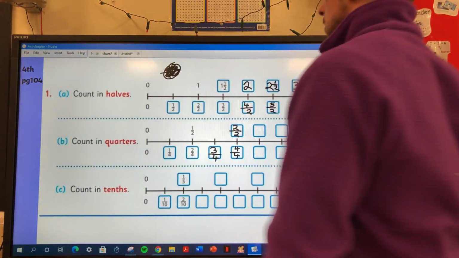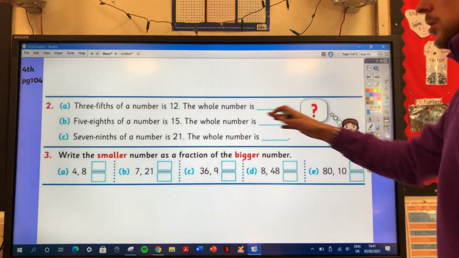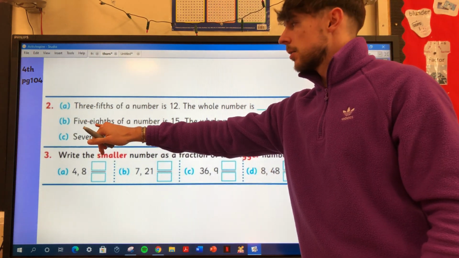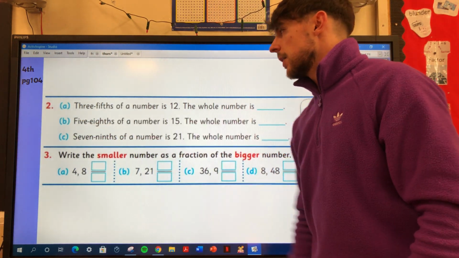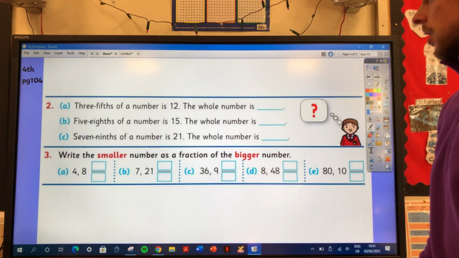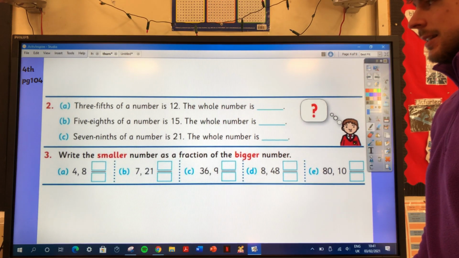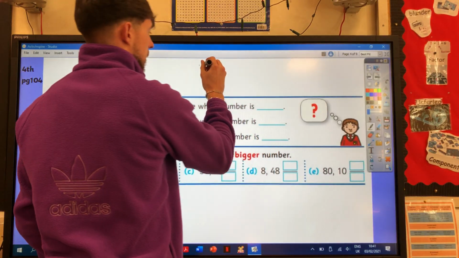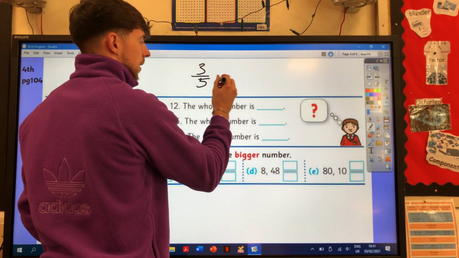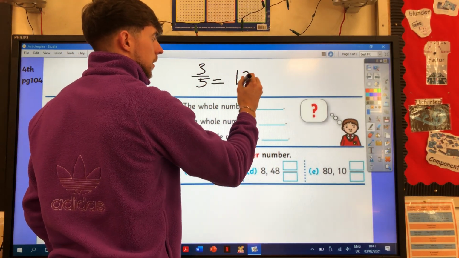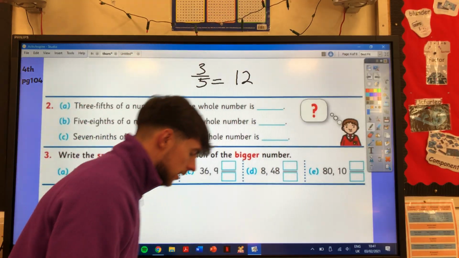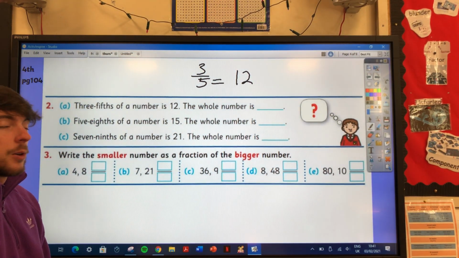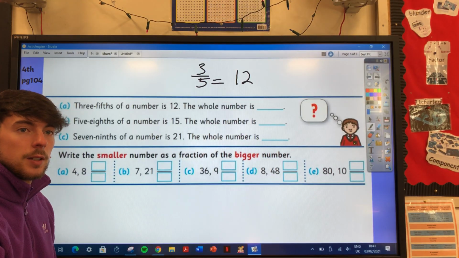And then over here on 2 and 3, we have these little word questions, right? So we have word problems. So 3/5 of a number is 12. The whole number is what? So 3/5 are equal to 12. How can we find 5/5? How can we find 5/5?